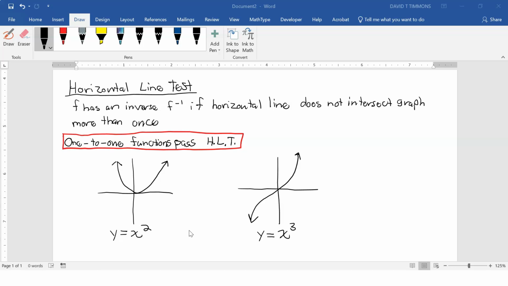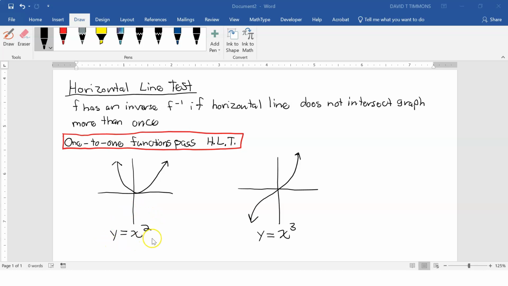Now let's look at the horizontal line test. F will have an inverse function if a horizontal line does not intersect its graph more than once. So this is very similar to the vertical line test we saw, which was a test for a function. Remember, the vertical line test says that a vertical line can only intersect a graph once for it to be a function. And what that really captures is, for one x value, it will map to one y value. So when we reverse this with the inverse function, one y should only map to one x value. And that will be captured by the horizontal line. Let's look at a couple quick examples.